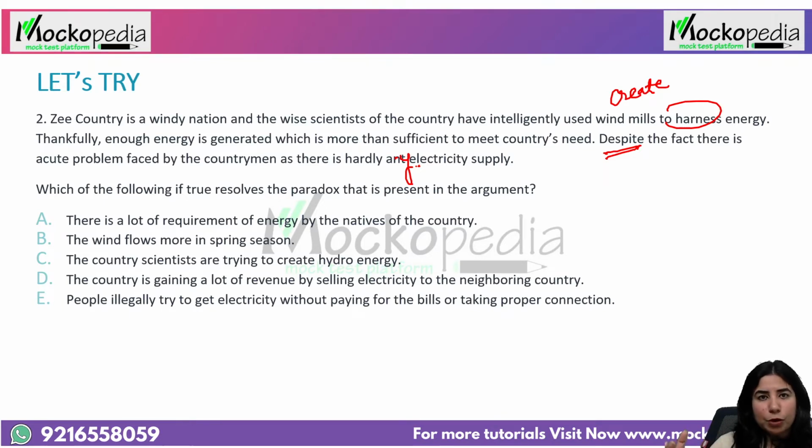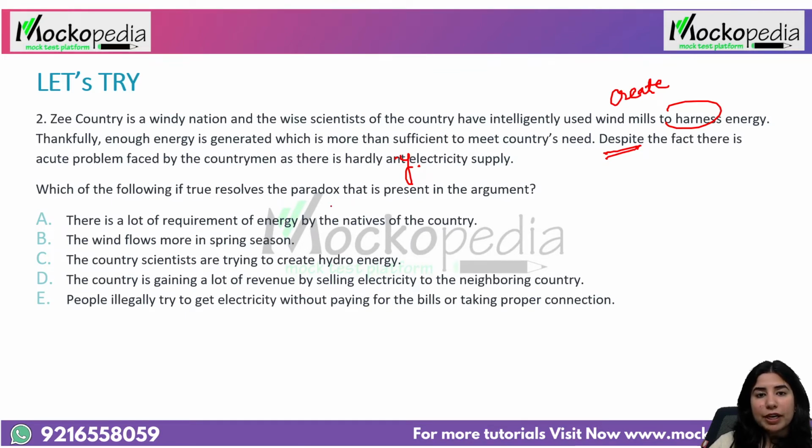So I'm sure you're able to understand that there is this country Z. There's a lot of potential, it's a windy nation. So scientists have used the wind to harness energy, and there's a lot of energy, but still people are not able to get benefited, and people are suffering from acute problems. So any answer choice which gives us a possible explanation should serve as the right answer.